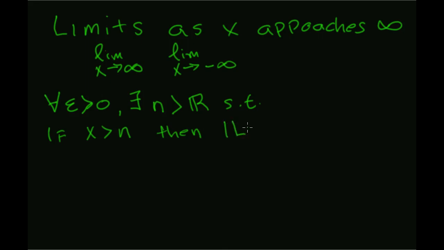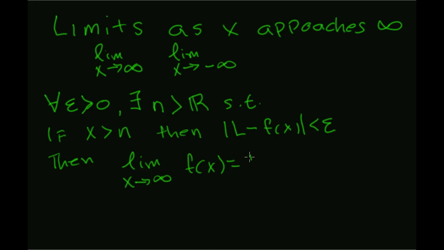the distance between L and f of x will have to be forced to be less than epsilon. If this is the case, then the limit as x approaches infinity of f of x is this letter L. So this is the technical definition of a limit as x approaches infinity. Again, it's a little bit technical and kind of hard to grasp, so let's try to put a picture to this.